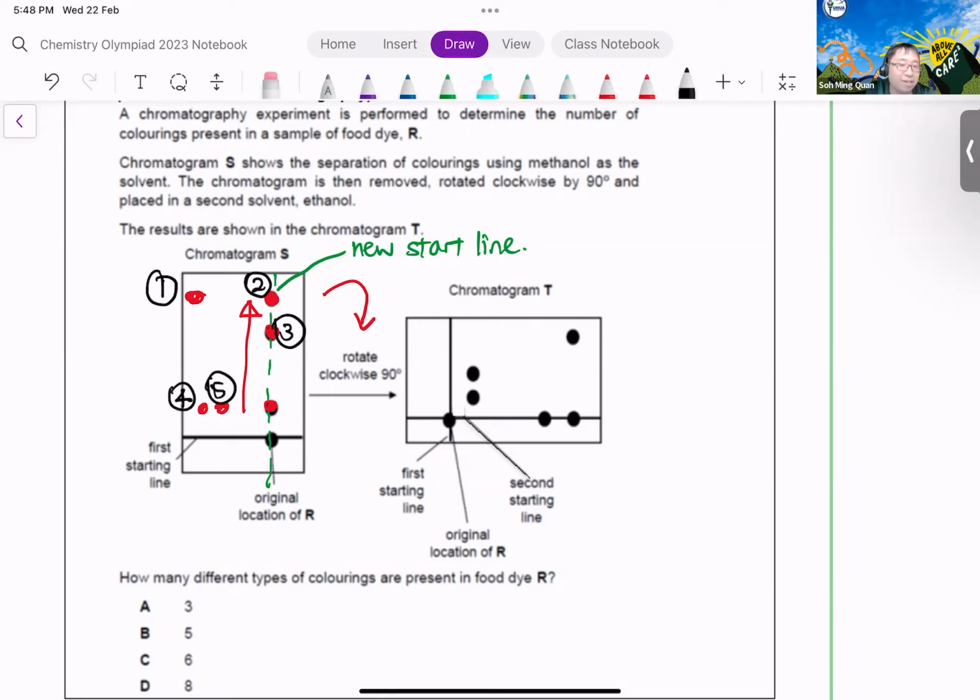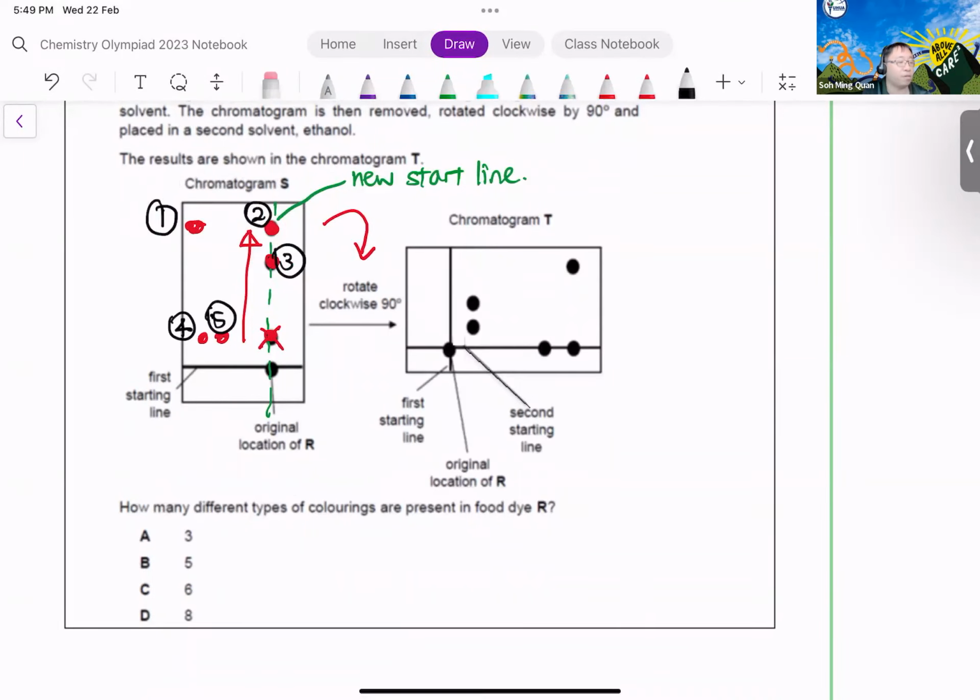Right? How come I don't count the last spot? This one has moved up, right? It's no longer on the start line. It has completely moved up. Okay, so if you count properly, there are 5 spots, 5 different types of food colorings. Now, this is called two-dimensional chromatography because what you do is do chromatography in one direction first, flip it 90 degrees, do in another direction.